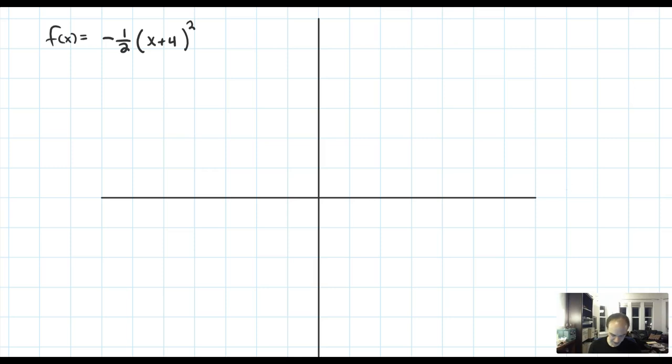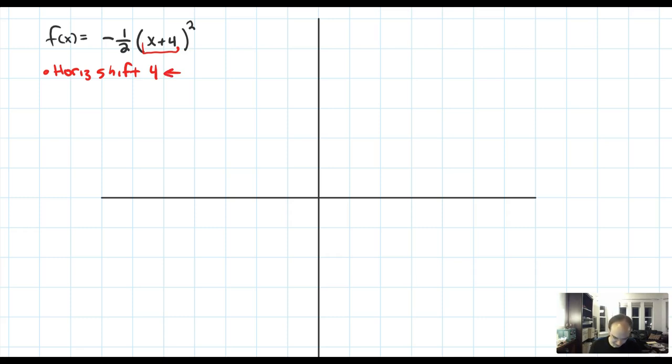All right, let's try negative 1/2 quantity x plus 4 squared. So first let's list the transformations. There's only a single input transformation, so I'm gonna list that one first. This is going to be, I'll list it over here, a horizontal shift 4 units to the left.